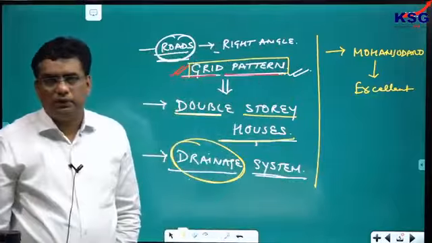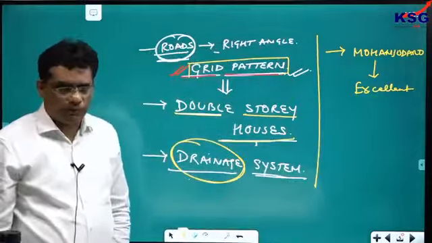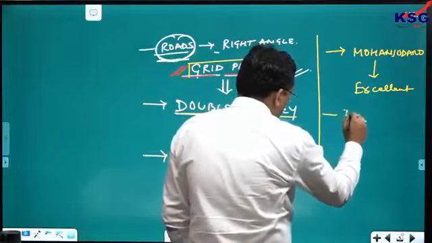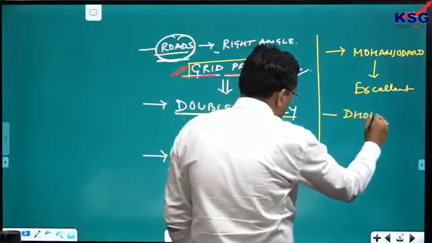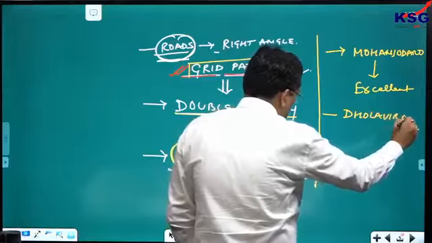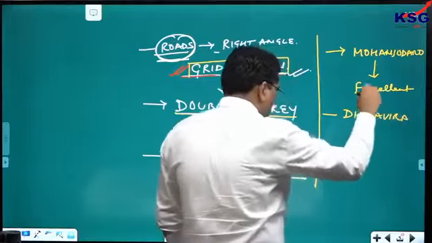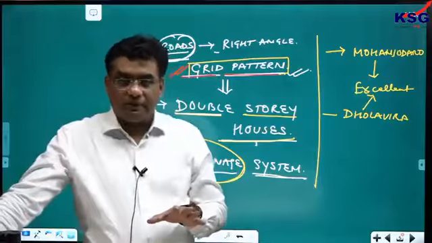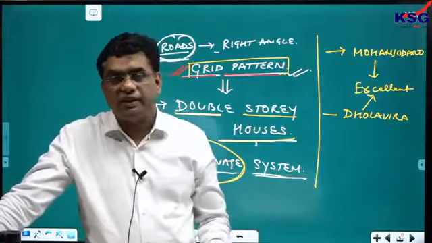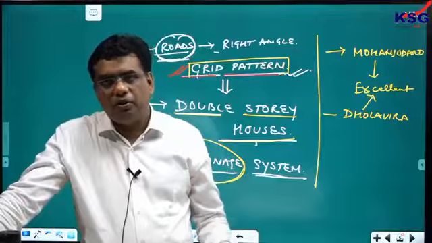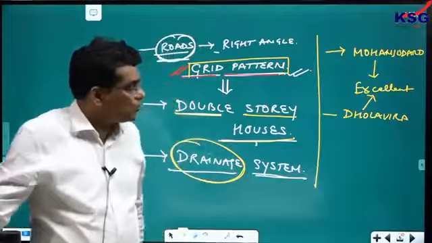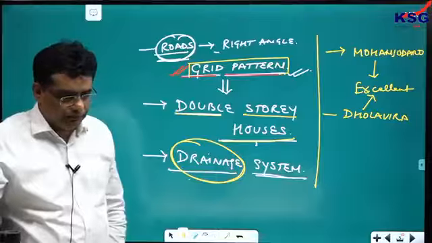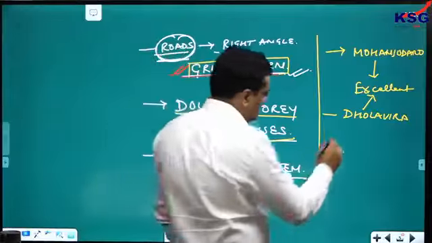Excellent drainage system of Mohenjo-daro, followed by Dholabira, also had a very excellent drainage system. Among all the Harappan sites, if you calculate which ones are the very excellent, then that is Mohenjo-daro and Dholabira.